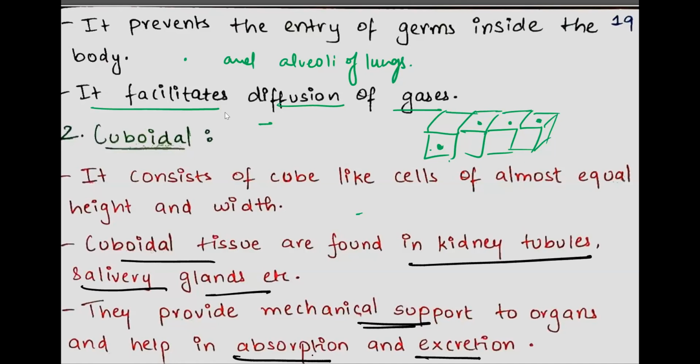Done? Noted this one? Yes, sir. Now the next type of tissue is columnar. Column means pillar-like cells. These are the pillar-like cells that I have shown you, like we have here.